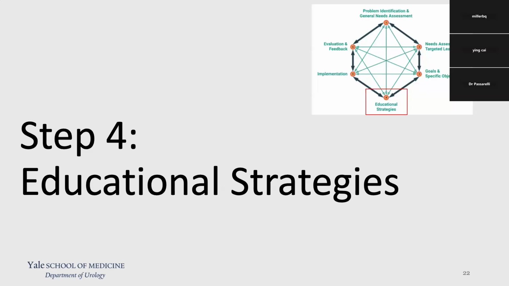So again, this is all happening intertwined, right? So I was thinking about the educational strategy while performing the targeted needs assessment, while creating the goals and objectives, while going through the process of the implementation and getting buy-in from the institution. But step 4 is talking about the educational strategy and what you might think best.